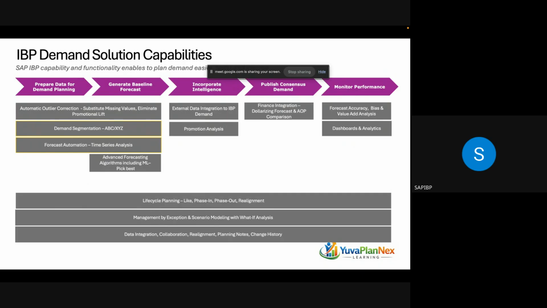Then we have data realignment also, without involving much manual effort. You can easily realign your demand planning setup according to your new changes, right? Even it will support exception handling with the help of the respective alerts and everything, right? So these are the major demand planning functionalities you will get as a part of IBP for demand.